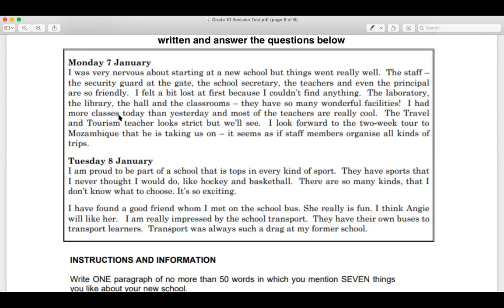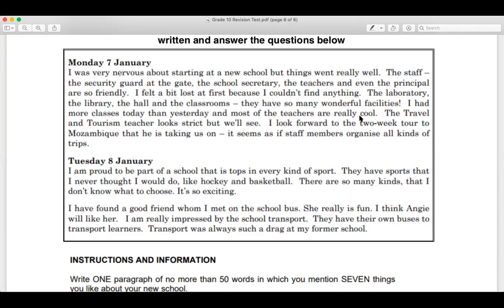I had more classes today than I did yesterday, and most teachers are really cool. I don't think that's important. I think it's quite debatable. Also, the teachers are really cool. Look, it kind of repeats that there about the teachers being very friendly, being very nice. Okay, so I had more classes than I did yesterday.